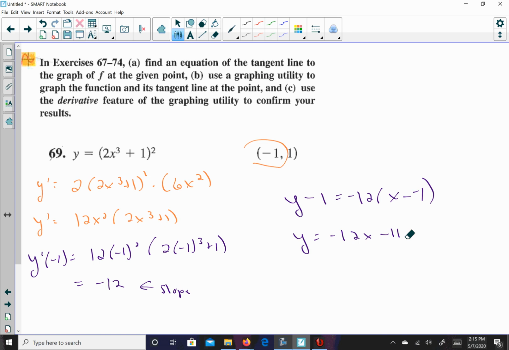So when you do this, you're going to go back and type in your original equation. You're going to type in this line. You're going to see if it looks like it's tangent. Then you're going to use that derivative function at a point on your calculator and see if you really get negative 12 at negative 1.